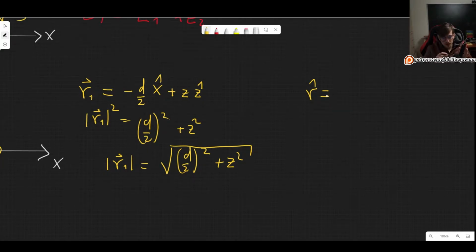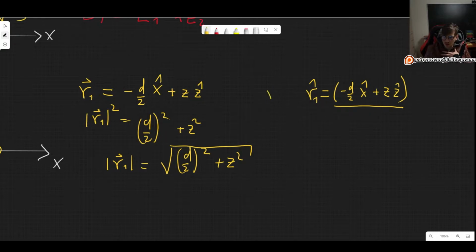It is a vector that goes in the same direction as that other vector, which in this case is r1, but it has a magnitude of 1. So this is the exact same vector as r1, so minus d over 2 x hat plus z hat, except that it has a magnitude of 1. So how can we turn this into something of magnitude 1? Well, we divide this by the magnitude, right? So we divide this by the magnitude.